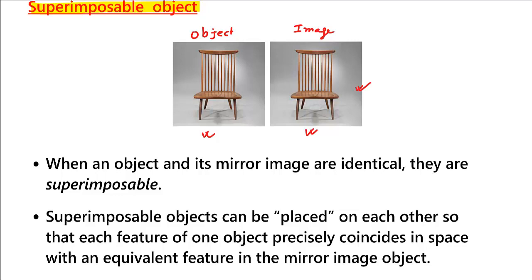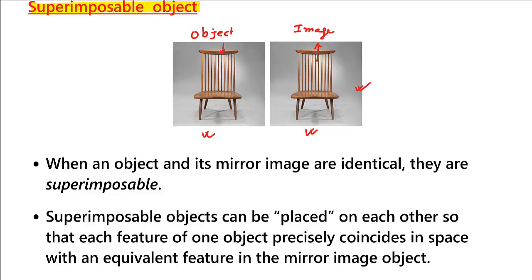Now if you see, if I lift this chair and put it on top of this chair, I can see both can be superimposed point by point. So these two chairs, one chair and its mirror image, can be superimposed. So this is a superimposable object.